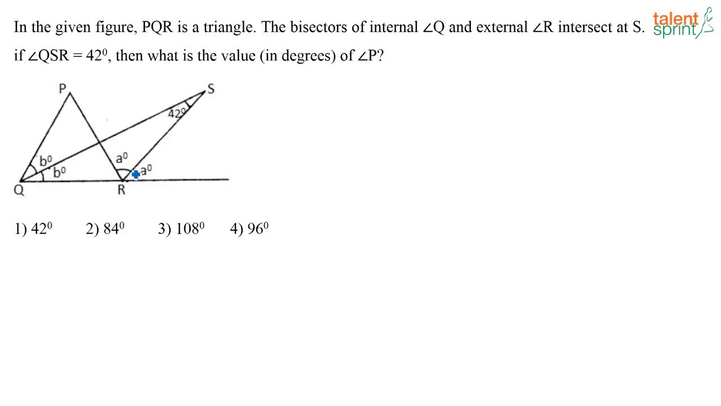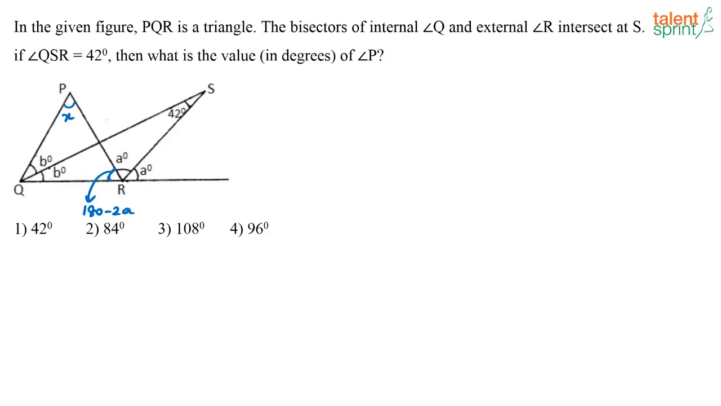So what is given? See, this angle is A, this angle is A. So what is this angle? This is nothing but, this is a straight line, right? So 180 minus 2A, that is the value of this angle. Now this is B, right? So what is the value of this angle P? Let us take it as X.